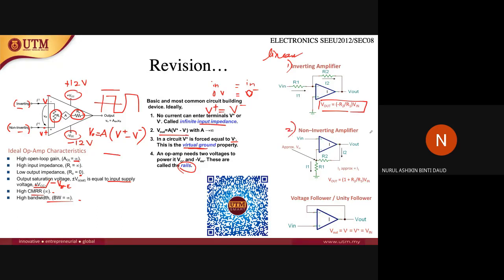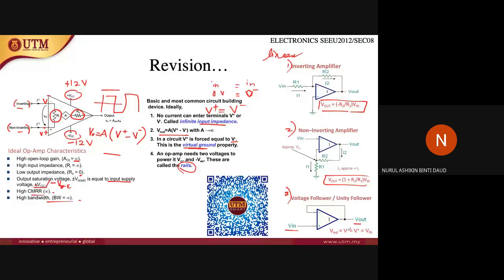So for the non-inverting amplifier, why is it called a non-inverting amplifier? Because the input signal is at the non-inverting terminal, which is the positive terminal. We also derived yesterday the equation for the output voltage: it will be 1 plus R2 over R1, times the input voltage. We also looked at the voltage follower or unity follower, where the output value is the same as the input value.